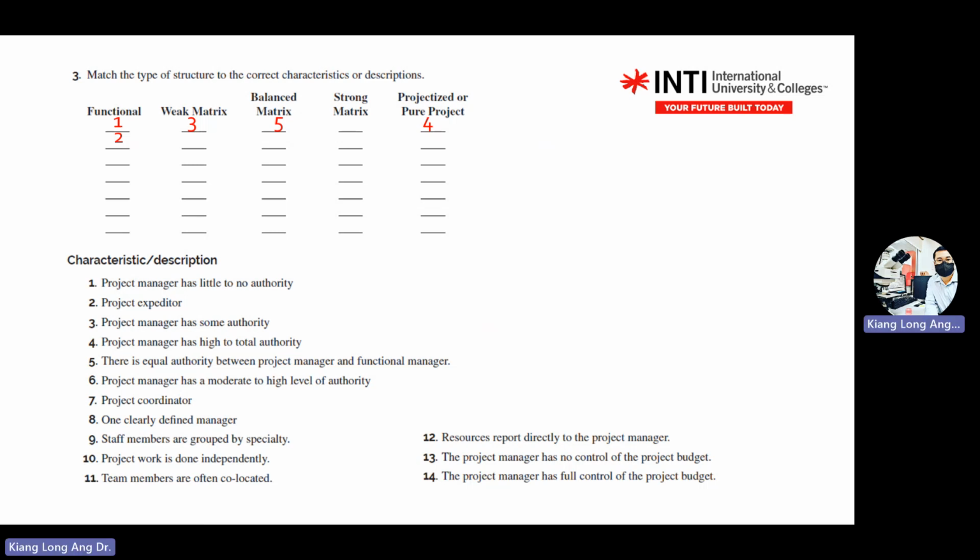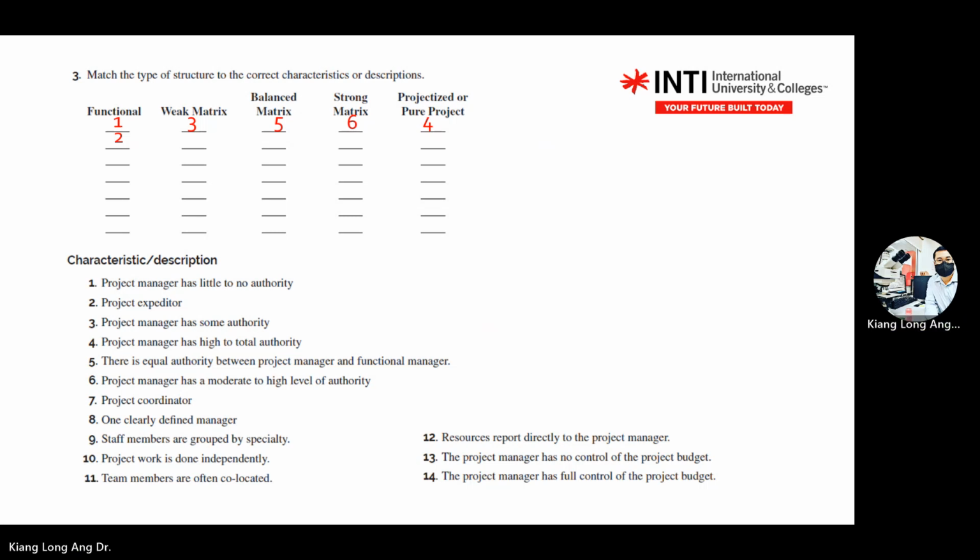Okay. Number 6, project manager has a moderate to high level of authority. I just told you the relationship already. The more you move to the right, the more it is the project manager. Here is 100%. So number 6, moderate to high, is the strong matrix. Moderate to high level, but it's not total control yet. Total control is pure projects. So there's a moderate-high to full authority. So there's a level there.